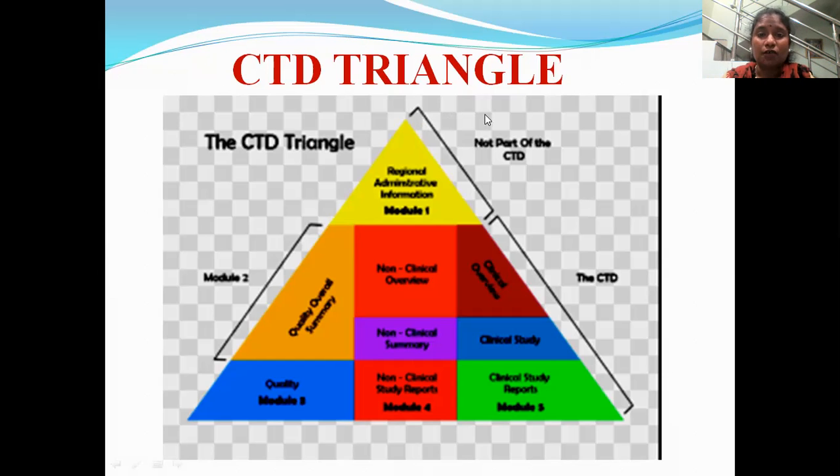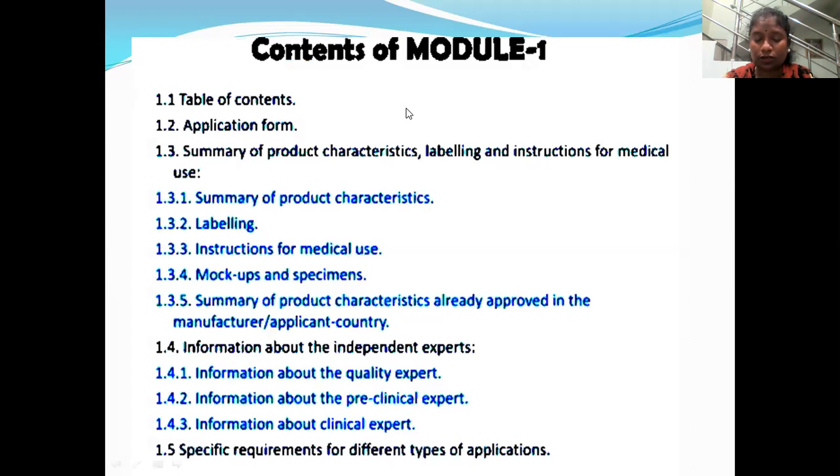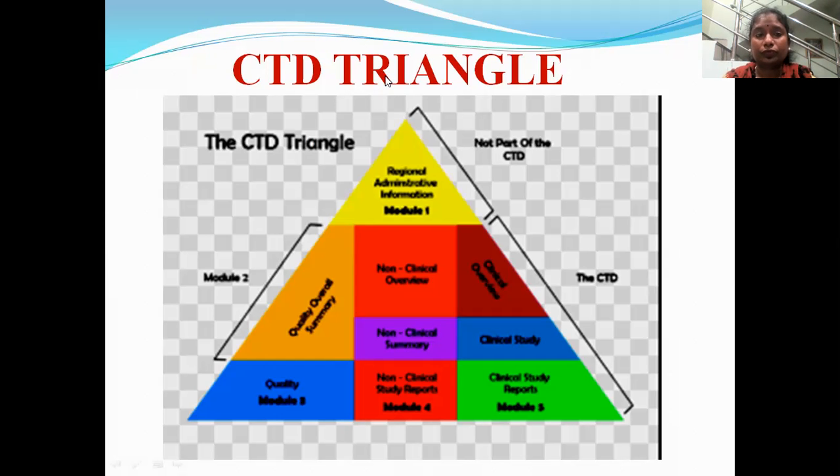Next, what is the significance of this CTD? CTD is a more reviewable application. When you need to see the application, it is reviewable, and it is a complete and well organized submission. The application will be in a well organized format, a more predictable format, with more consistent reviews.